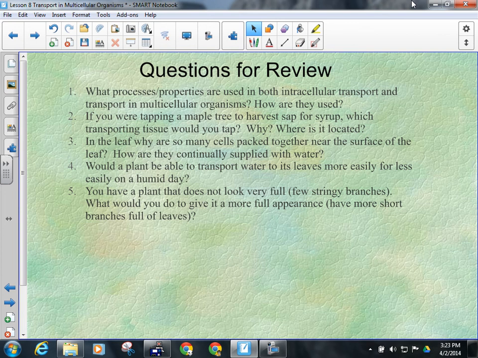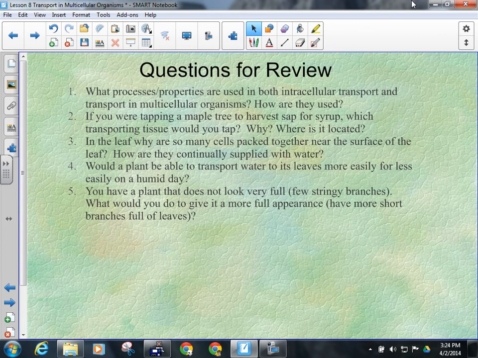Number two, if you're tapping a maple tree to harvest sap for syrup, which transporting tissue are you looking for? Xylem or phloem? The phloem, because the phloem is transporting sugar to the roots. You don't want to have watery sap, you want to have sugary sap for maple syrup. Where is it located? Inside or outside of the trunk? Outside, yeah, it's on the very outside.